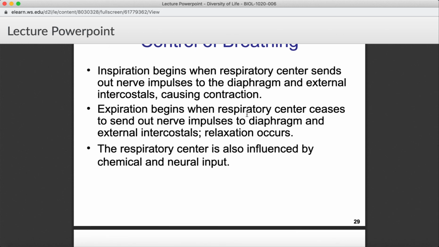Expiration begins when the respiratory center ceases sending out nerve impulses, and the diaphragm and external intercostals then relax. Your respiratory center is also influenced by chemical and neural input. So depending on your hormones and your state, it will affect your respiration rate.